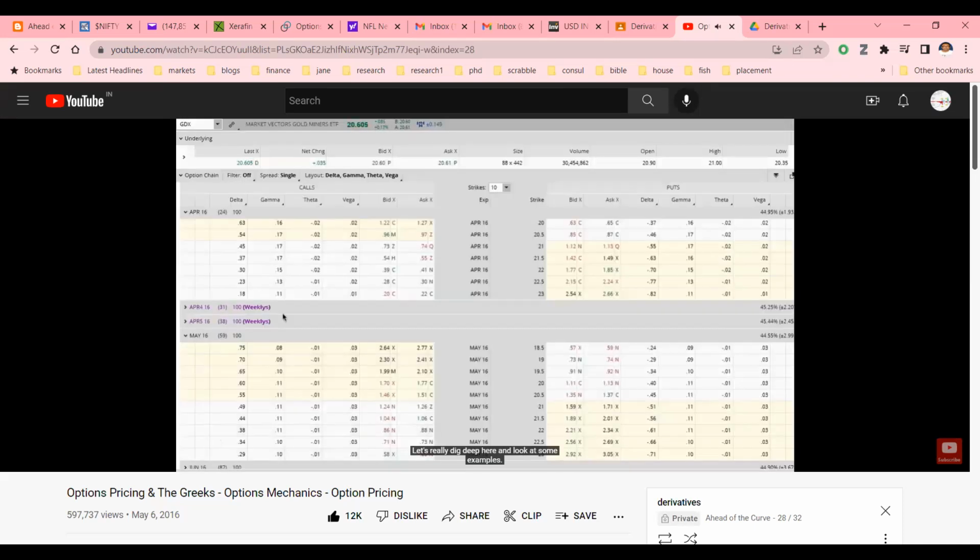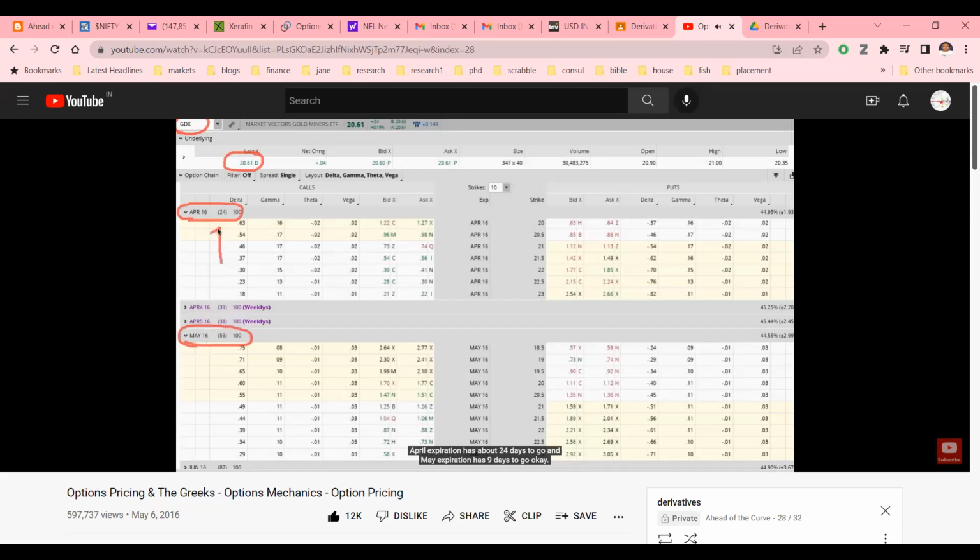But let's really dig deep here and look at some examples. So this is my live broker platform. Right now we're looking at GDX. Why GDX? Because I just typed it in and we're just looking at it. The stock is live time trading at 20.60. This is an ETF for gold. And I've got two contract months open. I've got the April expiration and I've got the May expiration.